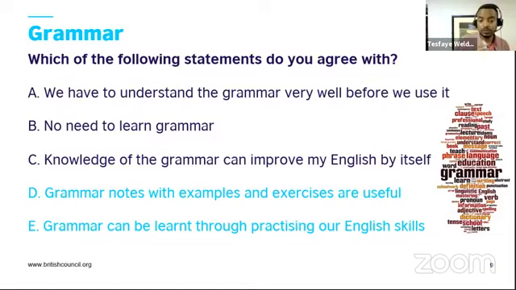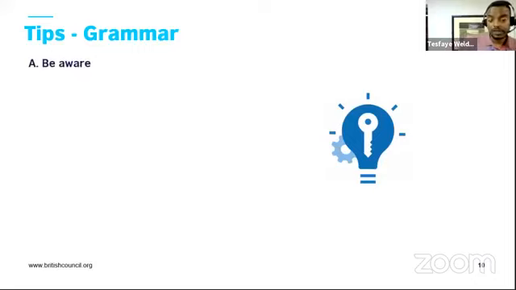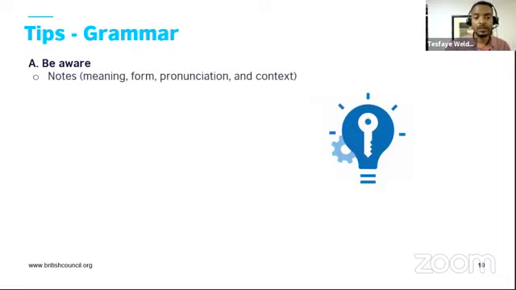So grammar notes with examples and exercises are useful, undoubtedly. Grammar can be learned through practicing our English skills, yes. So the first thing is to be aware that people can acquire grammar from experience, from exposure, but you can also learn it. So you can read the notes, you can listen to the teacher, you can participate in class.